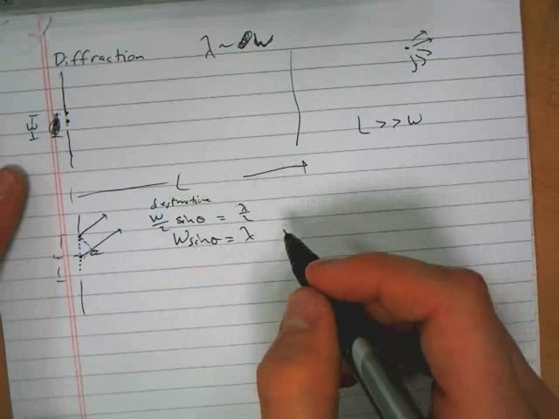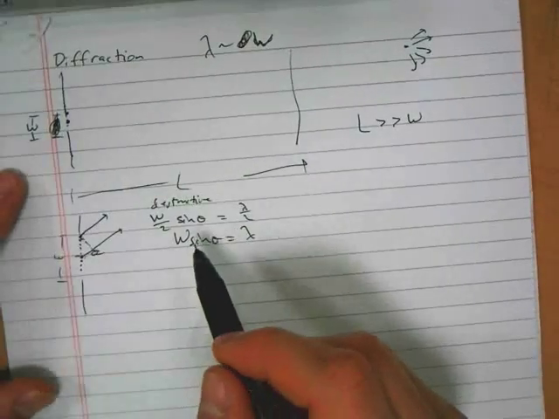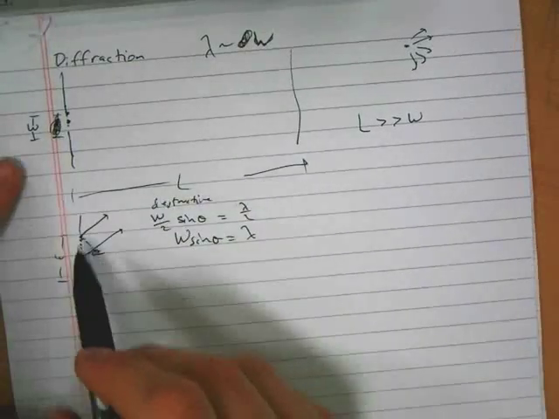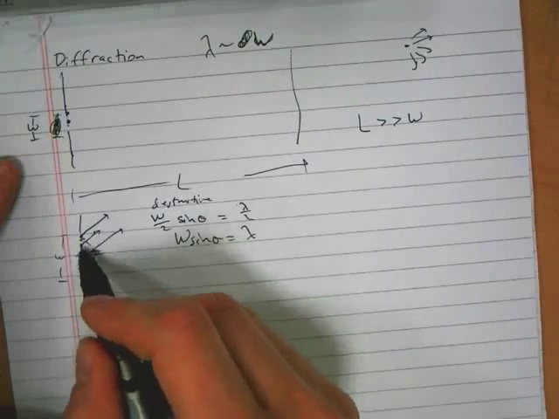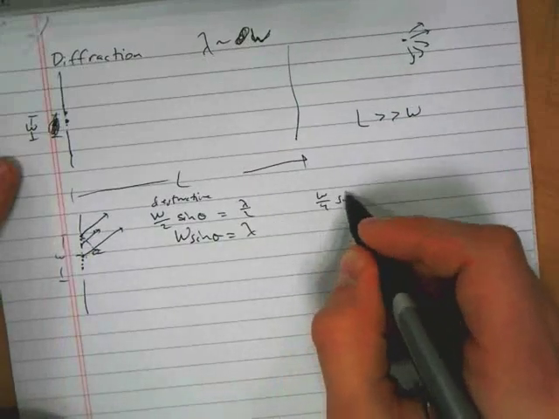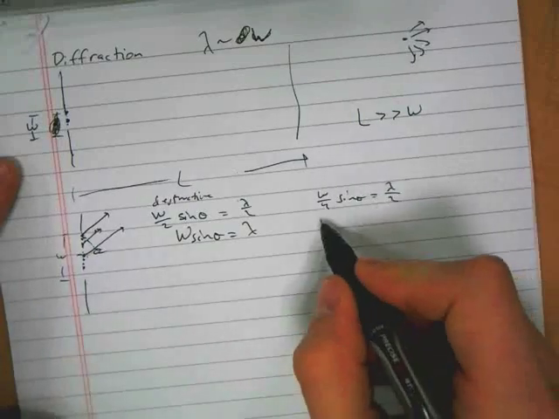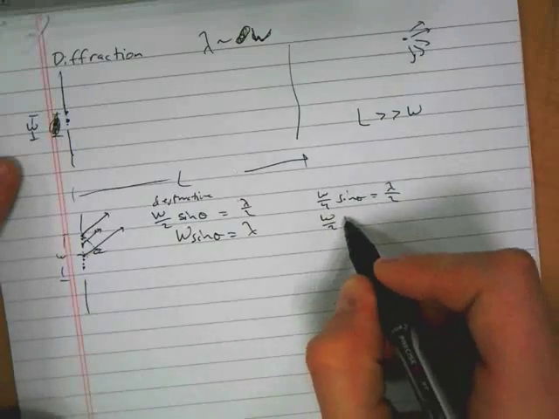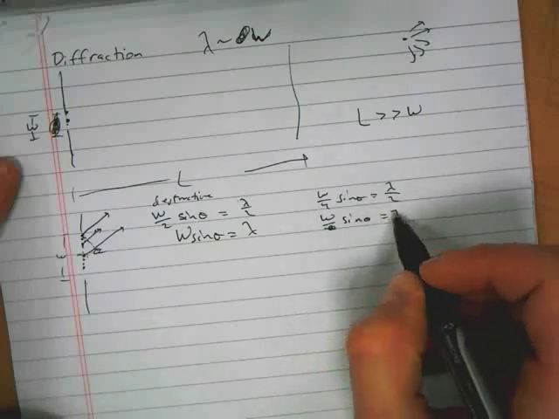And that's also going to happen for every multiple of that. If we just divide the slit into 4 pieces, then we've got a W over 4, and so we can say that W over 4 sine theta has to be equal to lambda over 2 for destructive interference, which means that W over 2, or W sine theta equals 2 lambda.